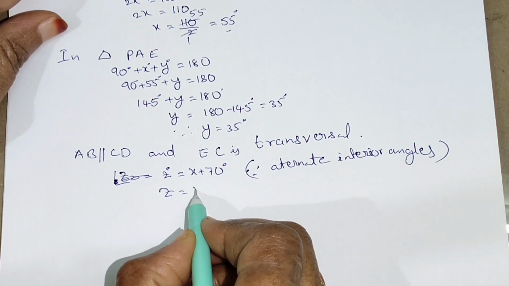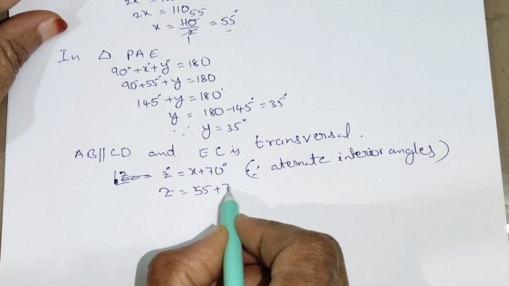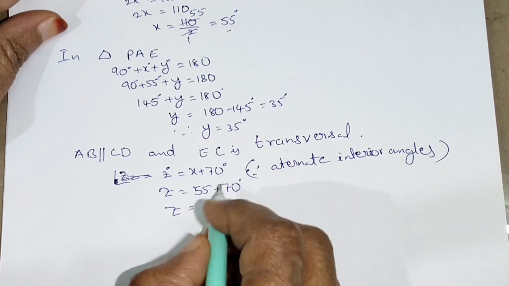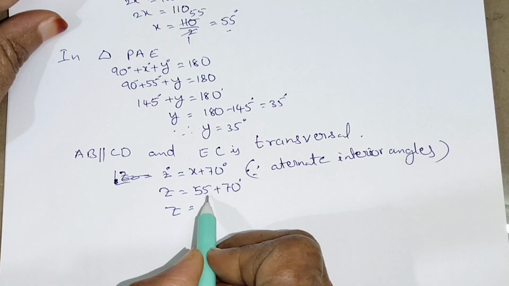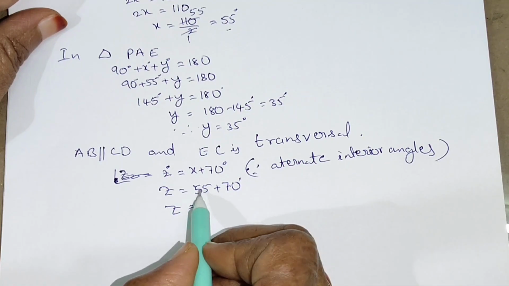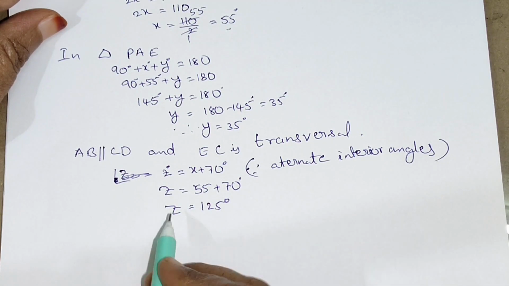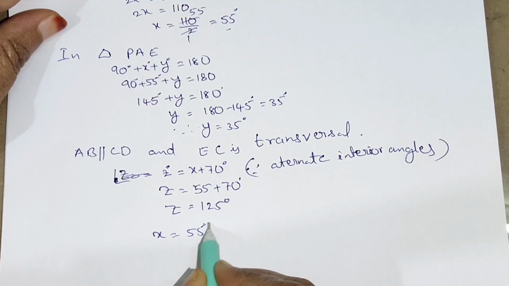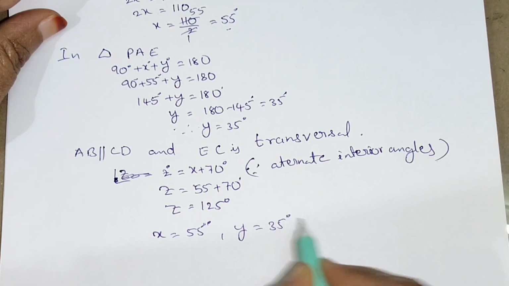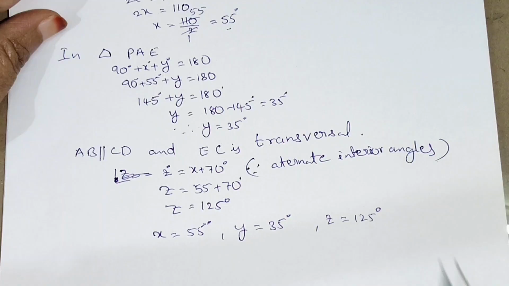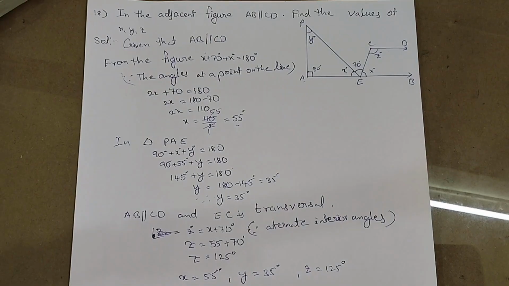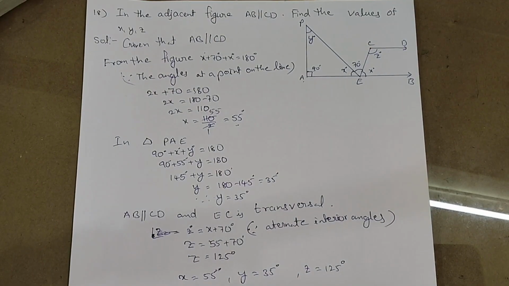So here we substitute the x value: x equal to 55, plus 70. So z is equal to 55 plus 70, that is 125. So first, x equal to 55 degrees and y equal to 35 degrees. z is equal to 125 degrees. This is the complete solution of the 18th one.